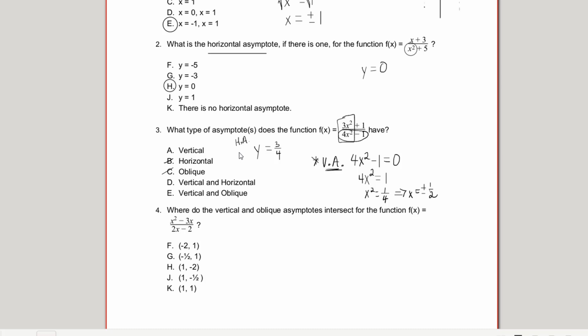So in this case, we do have a horizontal asymptote. We have a vertical, and the only answer that's going to work for that is answer choice D.